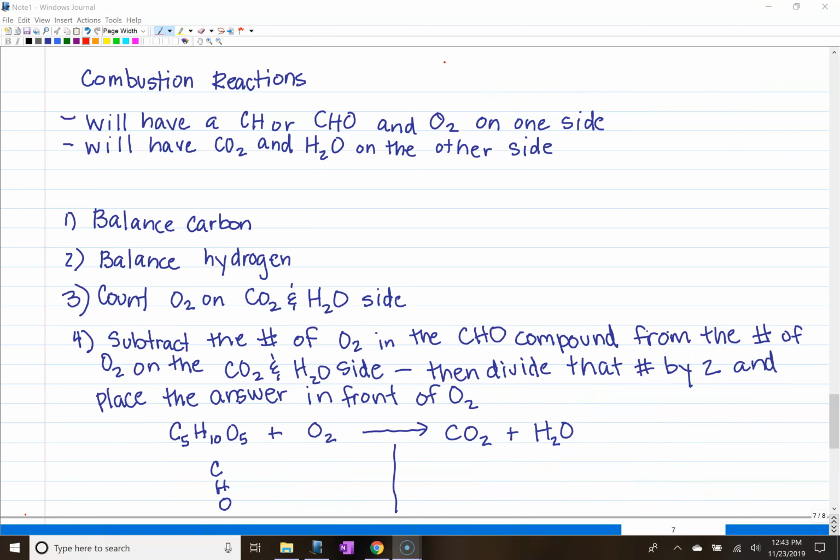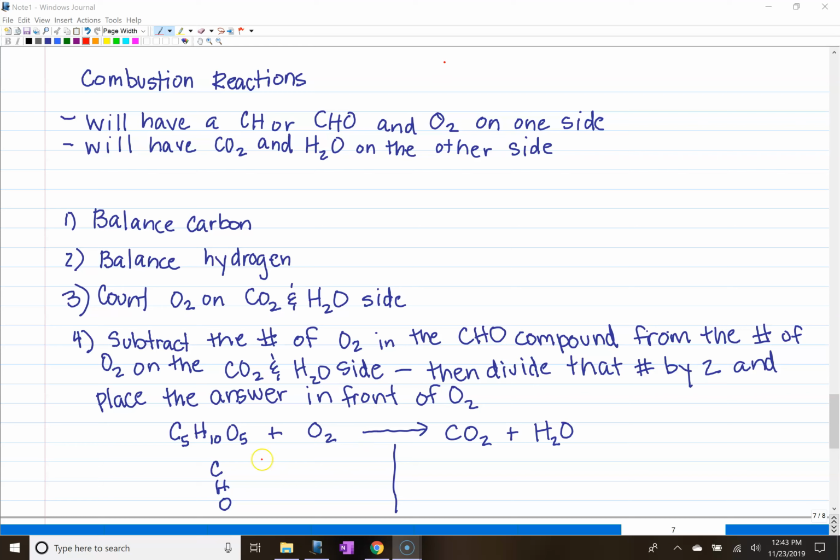For a combustion reaction, you can also have a CHO compound and O2 on one side. You would still have CO2 and H2O on the other side. So to balance these reactions, you want to balance carbon, then balance hydrogen, then count the number of oxygens on the CO2 and H2O side. You would then subtract the number of oxygens in the CHO compound from the number of oxygens on the CO2 and H2O side. Divide that answer by 2 and place it in front of O2.